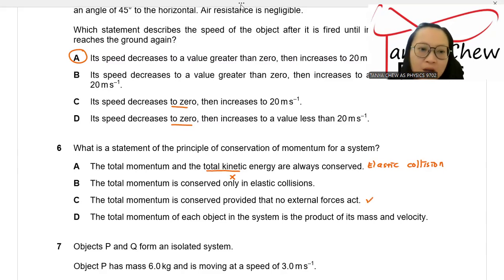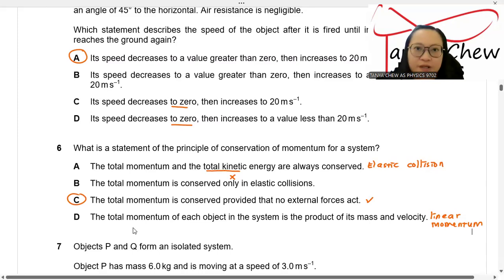So this is correct. D, the total momentum of each object in the system is the product of mass and velocity. This is a definition of the linear momentum. So D is not your answer.